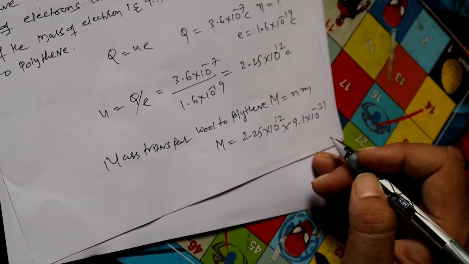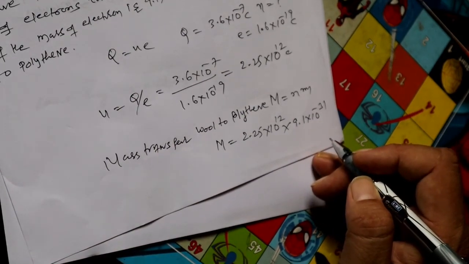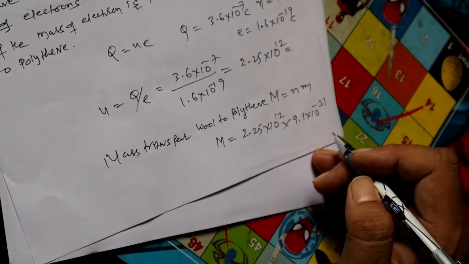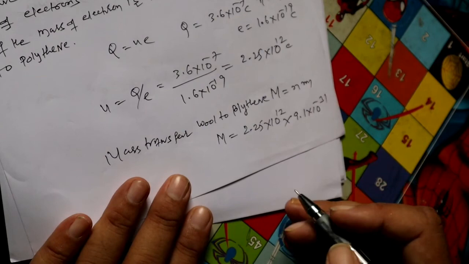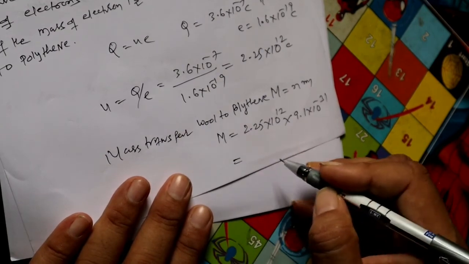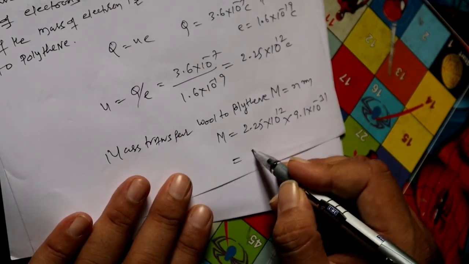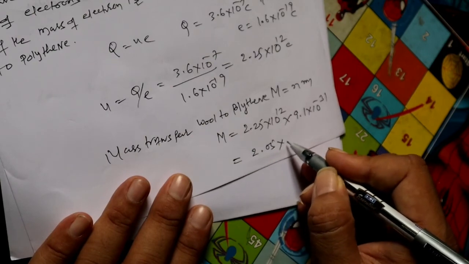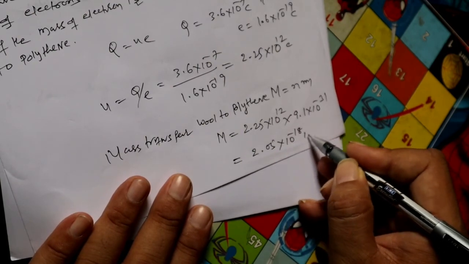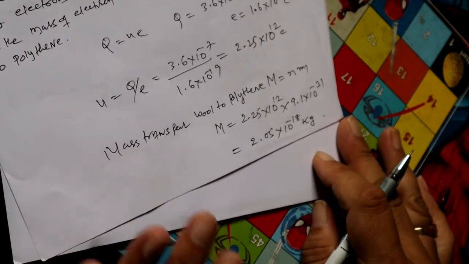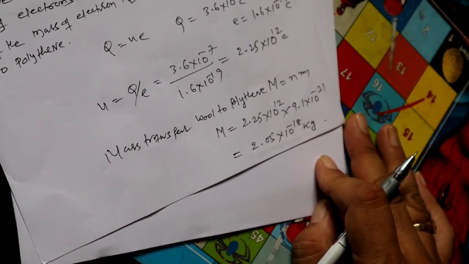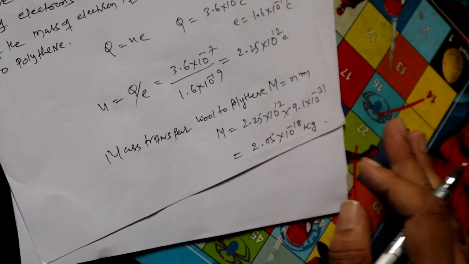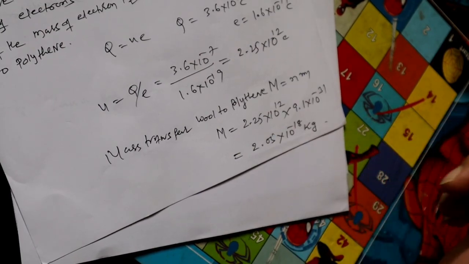Students, these are lengthy calculations. Please do this calculation as homework. I will give you the answer for this problem: 2.05 into 10 to the power of minus 18 kgs. So these problems are based on the principle of quantization of charge. Let us discuss some more problems.